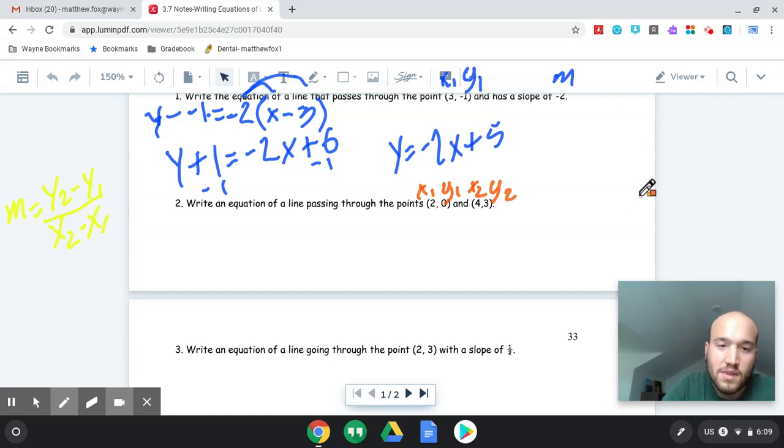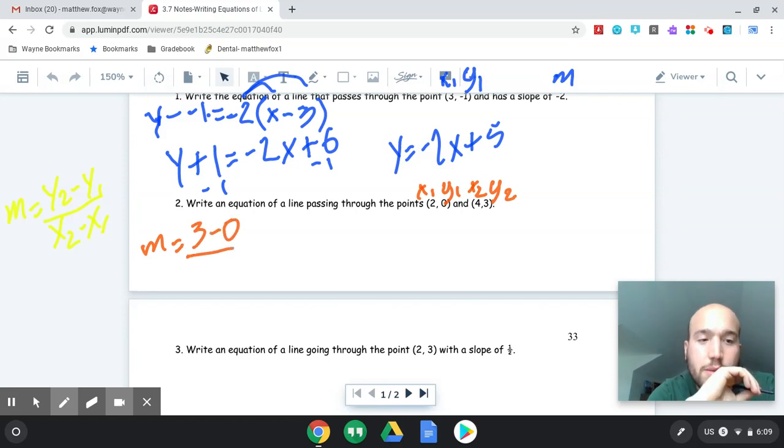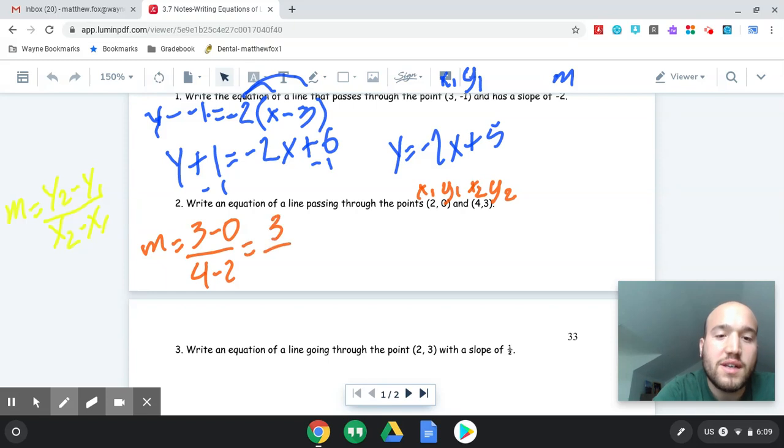So now let's go ahead and solve. We'll substitute those in to find what the slope is. So y2 minus y1, we're going to take 3 minus 0. Okay, all on top of x2 minus x1, which would be 4 minus 2. So 3 minus 0 is 3, 4 minus 2 is 2. We get a slope. The m is 3 over 2.